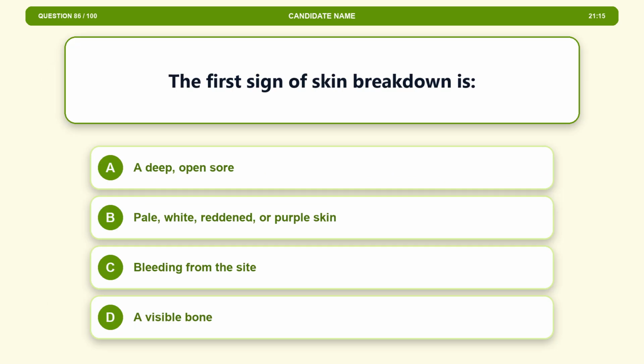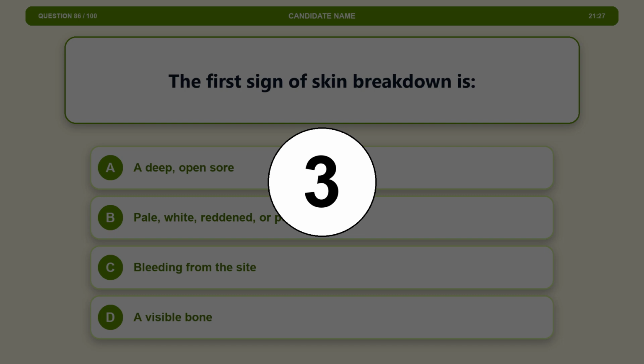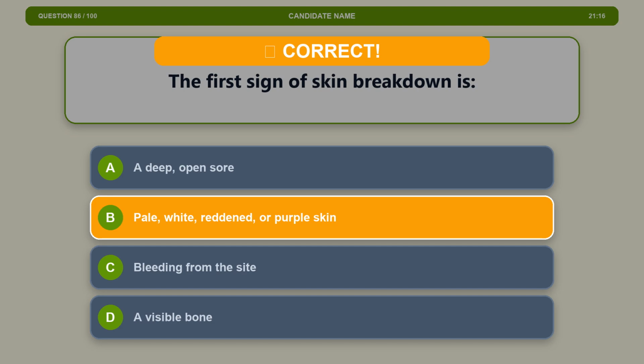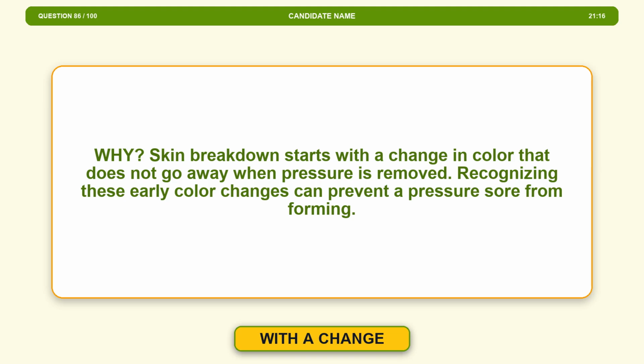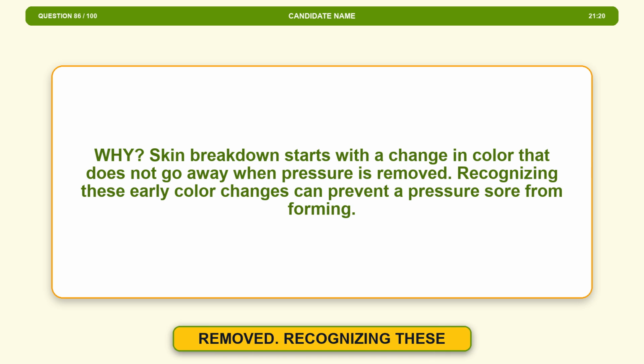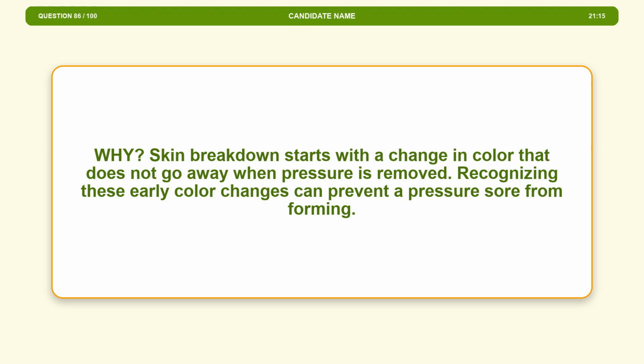Question 86. The first sign of skin breakdown is: Option A, a deep, open sore. Option B, pale, white, reddened, or purple skin. Option C, bleeding from the site. Option D, a visible bone. The correct answer is option B, pale, white, reddened, or purple skin. Skin breakdown starts with a change in color that does not go away when pressure is removed. Recognizing these early color changes can prevent a pressure sore from forming.